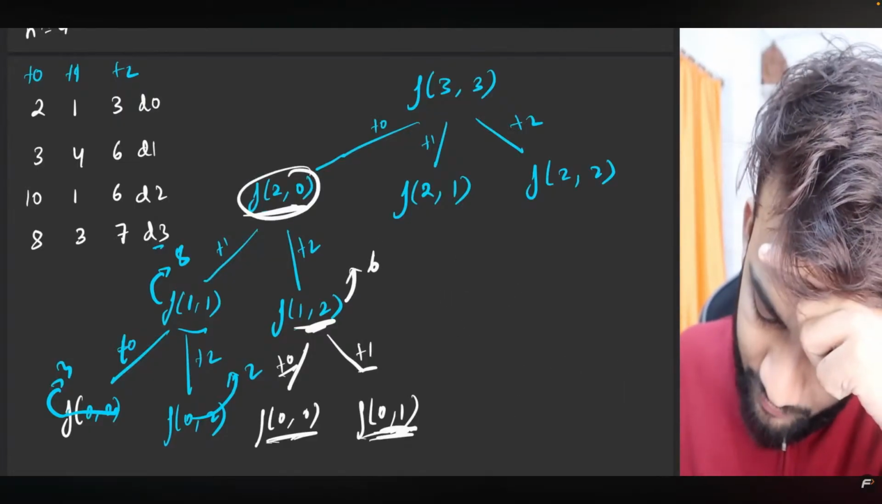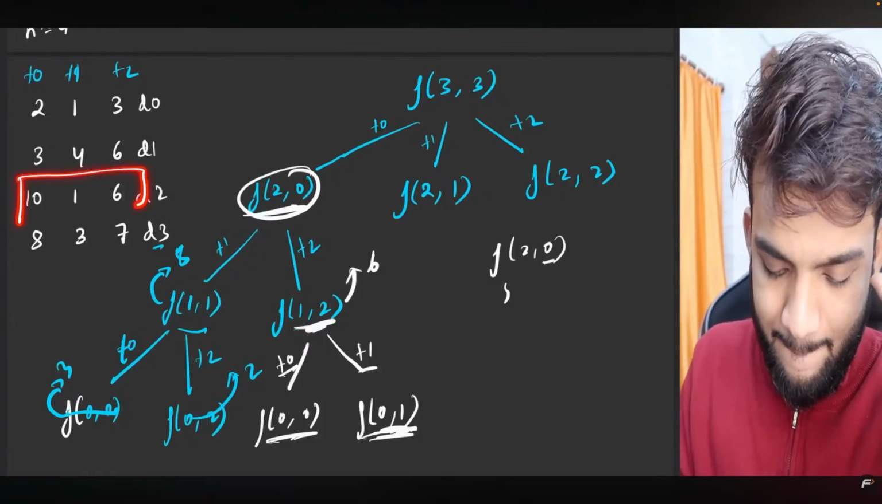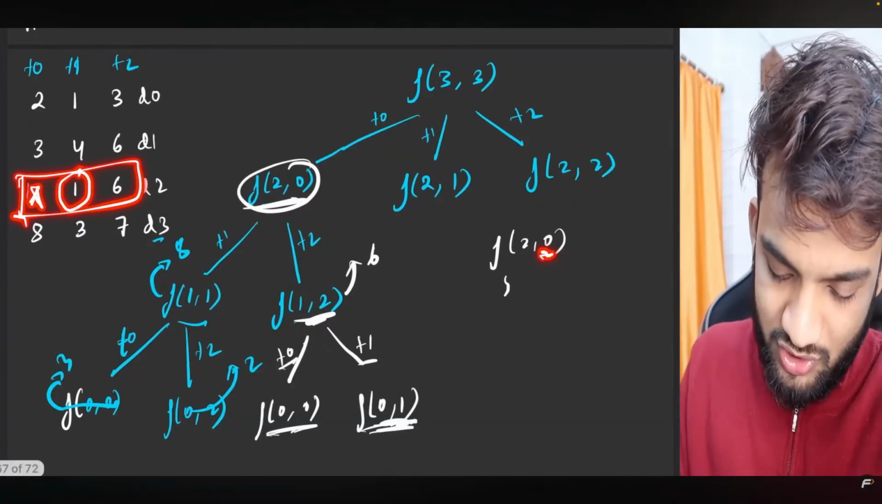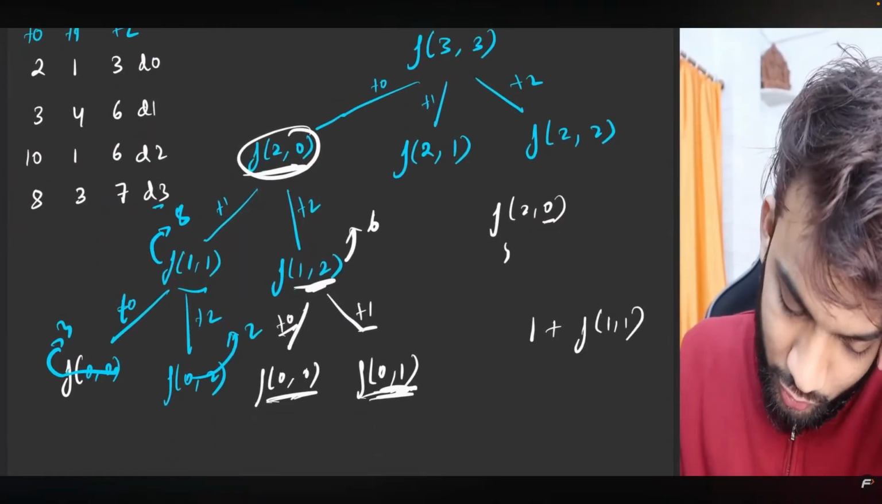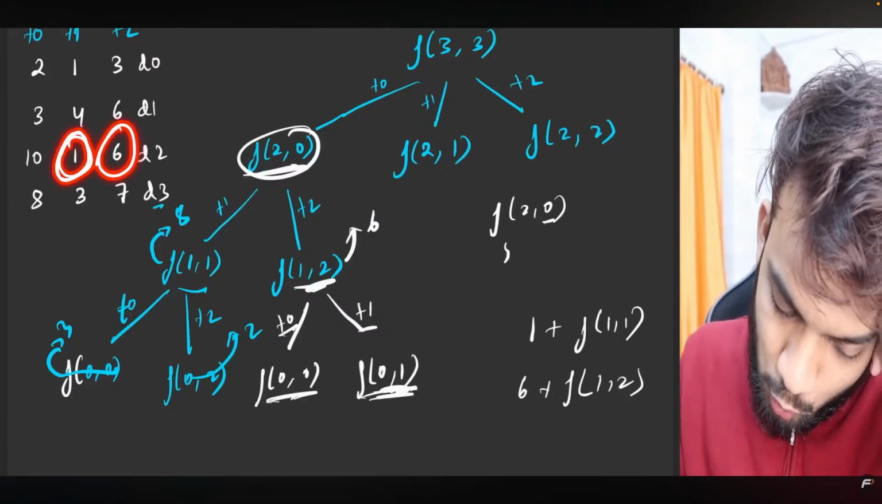Now you're here. Whenever you're at f of 2, 0, it states that I cannot perform task 0. Remember this. It is saying that you are over here, you cannot perform task 0. So either you can do task 1, which gives you 1 point, so 1 plus f of 1, 1, because you performed task 1. Or you can perform task 2, so it's 6 plus f of 1, 2. So either you perform task 1 or task 2, because task 0 was there, right?